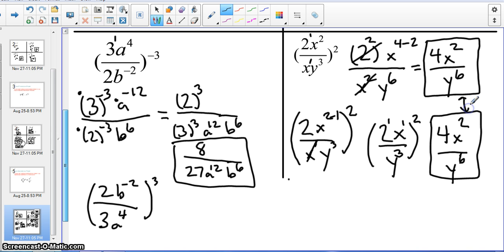There are a lot of different ways that we can do this. There's just not one exact way. Okay? So just take it one step at a time.